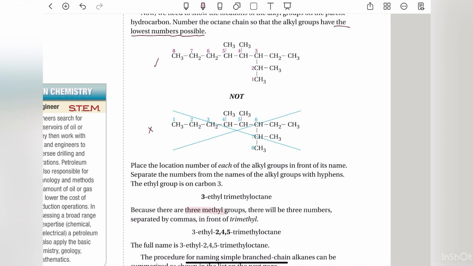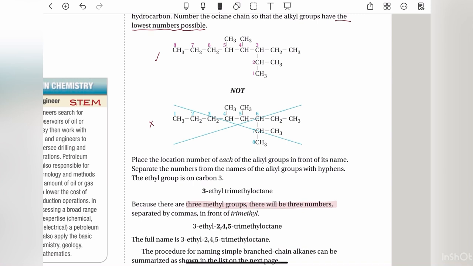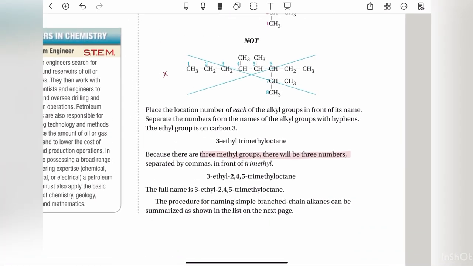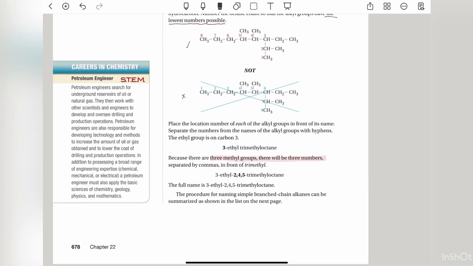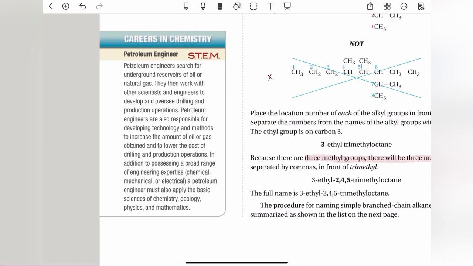So each alkyl group will have its own number to represent its placement, so from where it branches off of the parent hydrocarbon. So we see that the methyl groups are under the numbers 2, 4, and 5. That's why the full name is now 3-ethyl 2,4,5 trimethyloctane. The procedure for naming simple branched chain alkanes, similar to this one, can be summarized as shown in the list on the next page. But before we look at that list, let's read this part here.